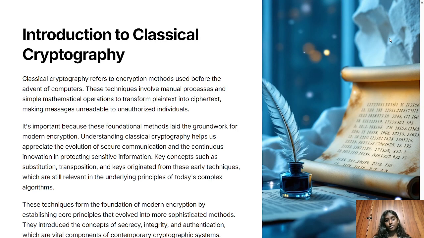Introduction to classical cryptography. Classical cryptography refers to the encryption techniques used before computers came into the picture. These methods rely on manual processes and simple mathematical operations to convert readable text into coded messages. They are important because they introduced crucial concepts like substitution, transposition, keys, secrecy, integrity, and authentication. Many of these principles developed in these early techniques still influence modern encryption algorithms.